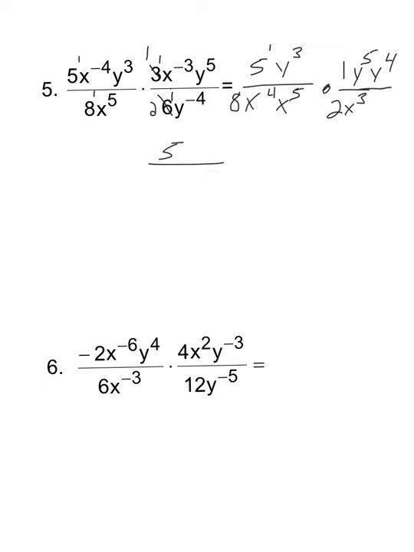Okay, y to the, they're all y's, so add them up, and that gives me 12. 8 times 2 in the denominator on the bottom is 16. X to the, add them all up, 12. That's as far as it goes, can't reduce that anymore. Okay, number 6.